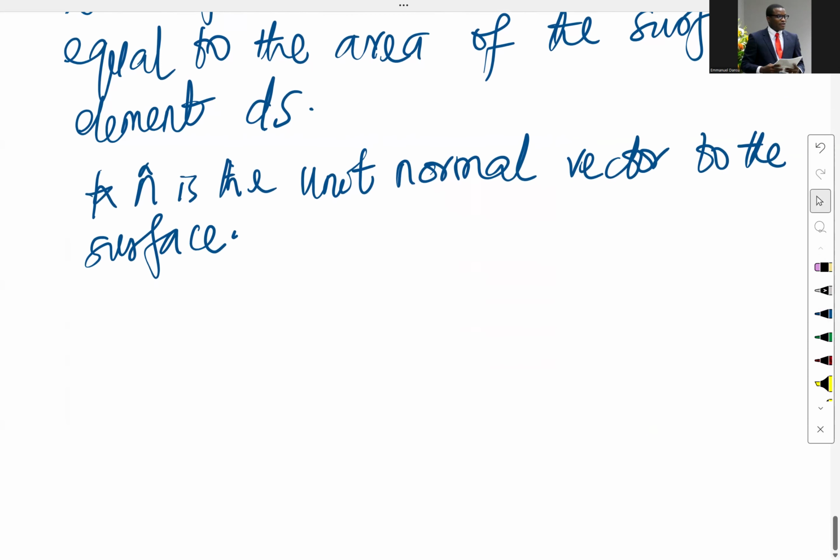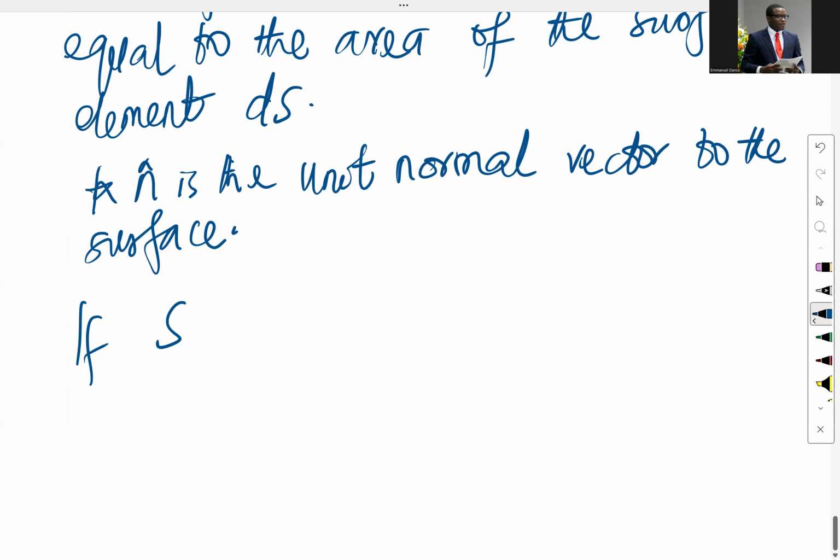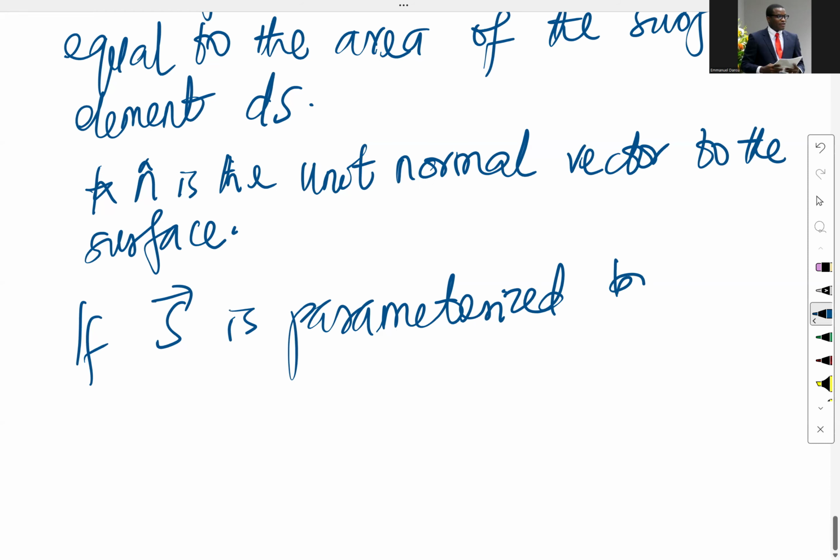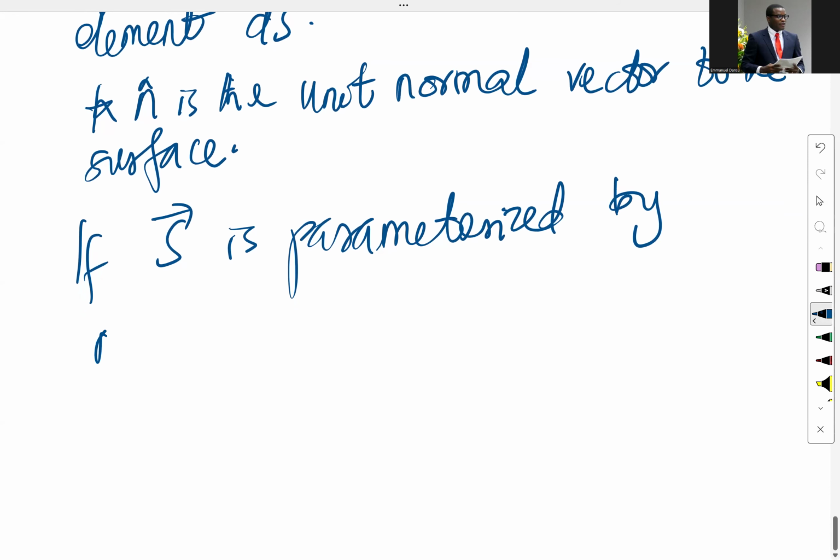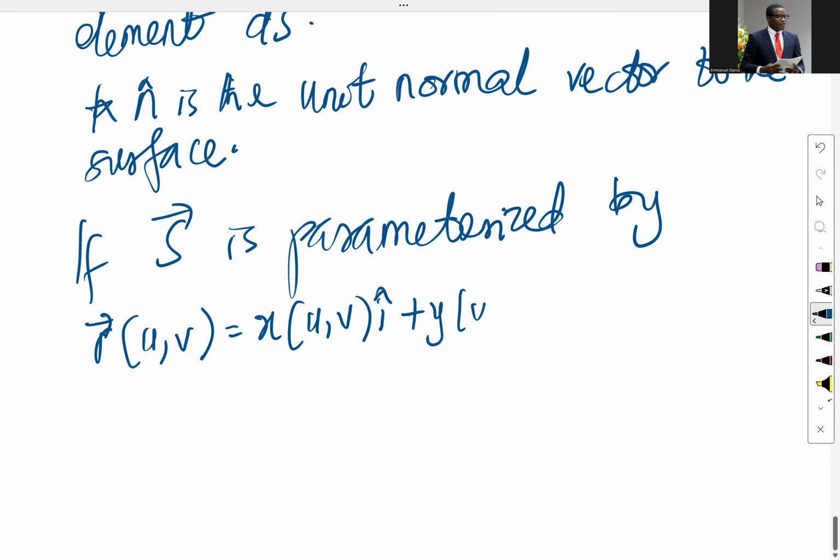All right. So now if S is parameterized by R, which is a vector now, which is a function of u and v, and that is x(u,v). You know, we are talking two-dimensional now. So that's x(u,v) in the direction of i plus y(u,v) in the direction of j plus z(u,v) in the direction of k.